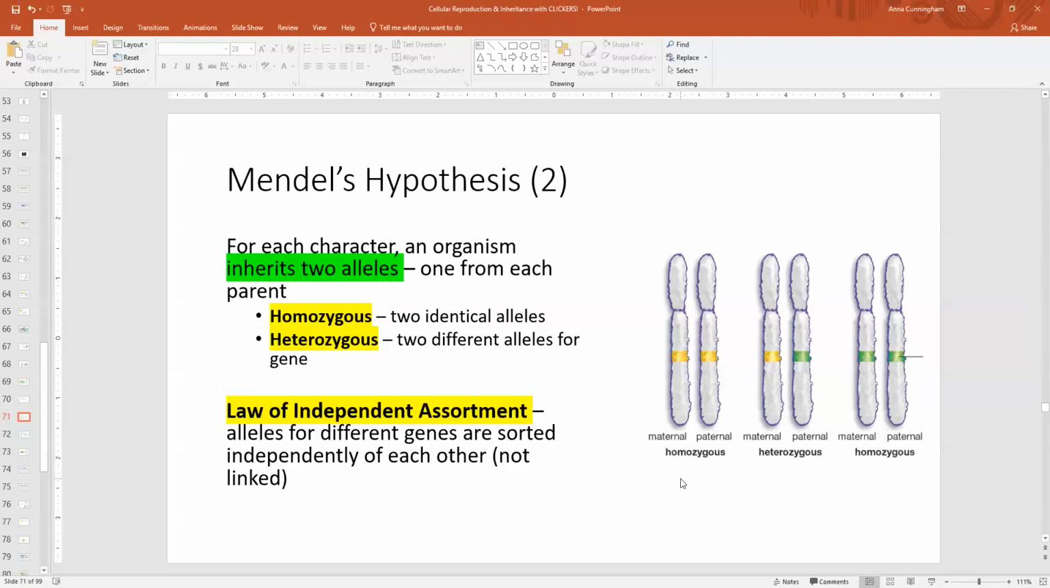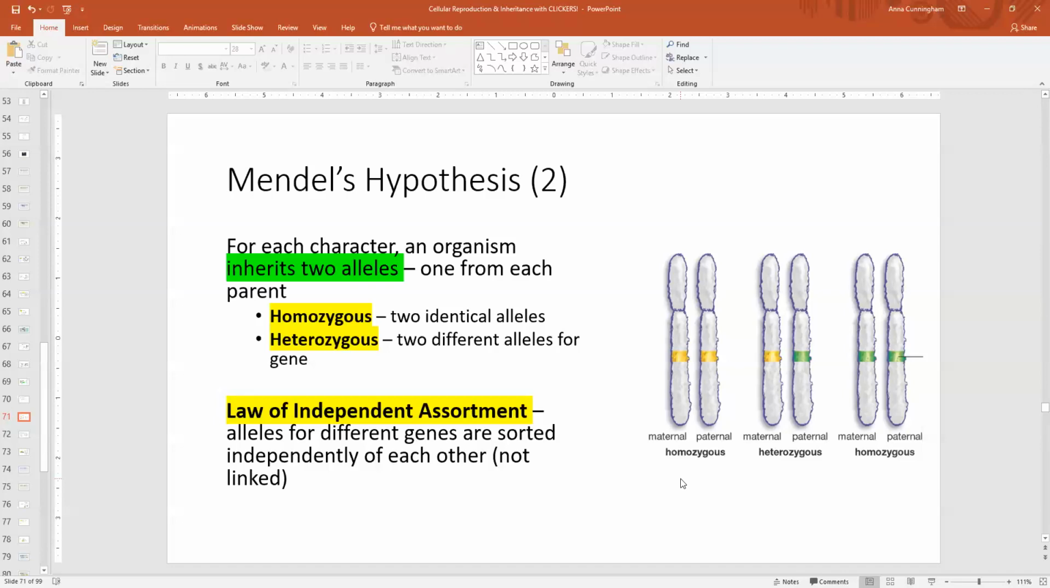And you can see that on the far right as well. That is homozygous. Those are homozygous chromosomes, both containing the allele for green P color. So the alleles are the same, therefore they're homozygous.